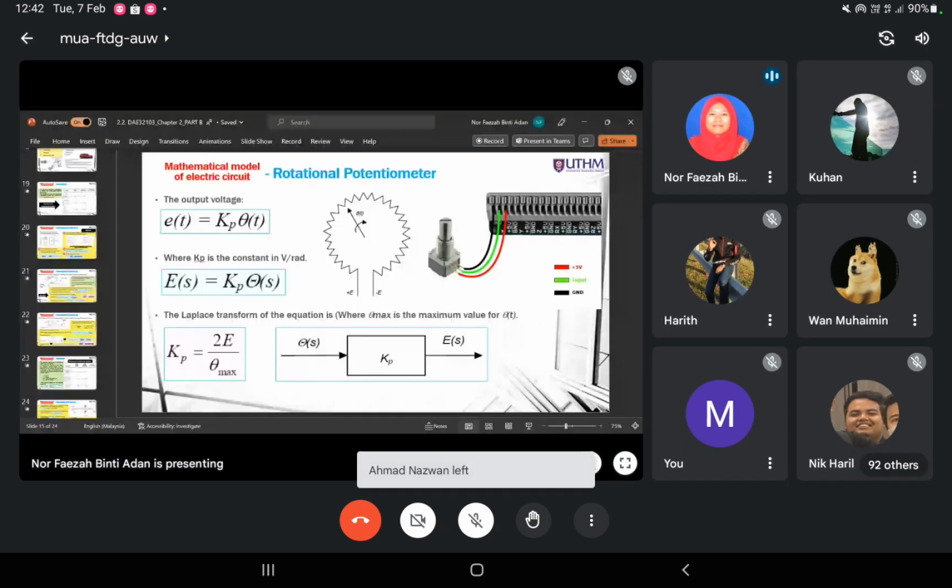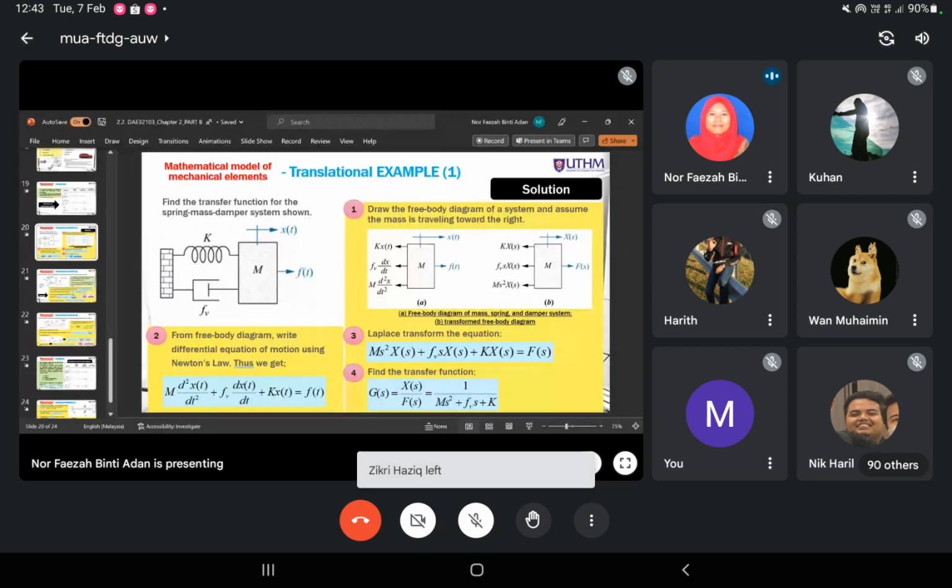Okay, so kita nak cover a little bit of equation for potentiometer. This is also in chapter 2. Hari tu dalam test dah masuk this part. Ni bahagian mechanical elements yang ada sikit lah. Tak ada pun suruh you cari apa, but it has been covered.